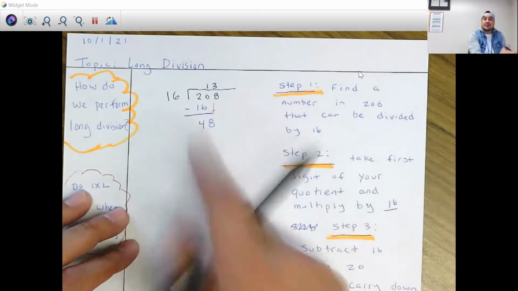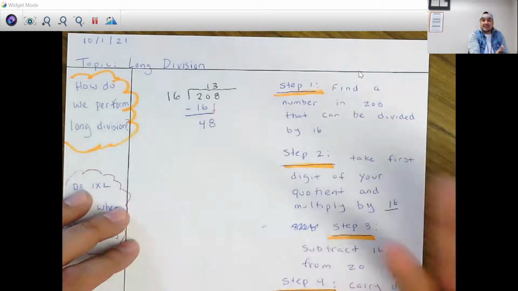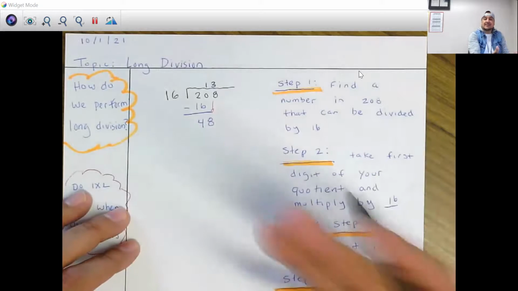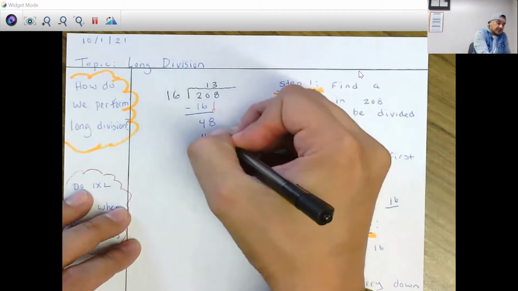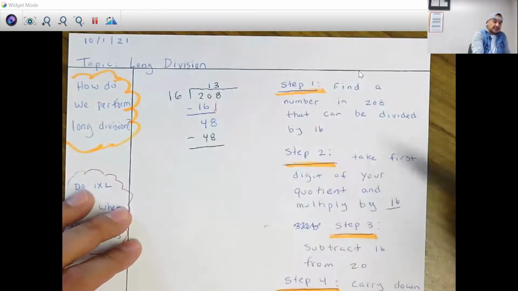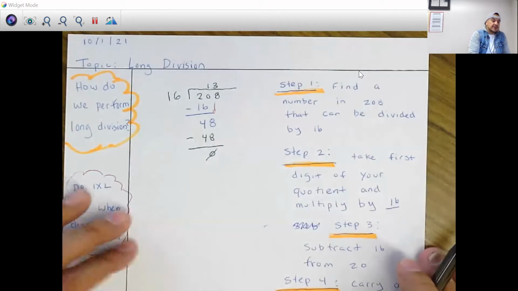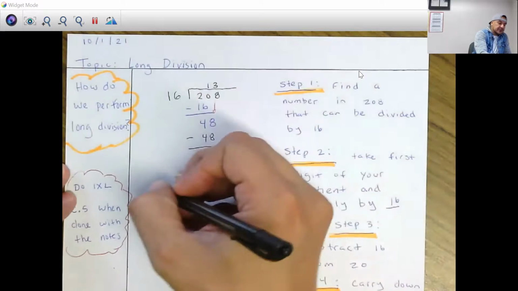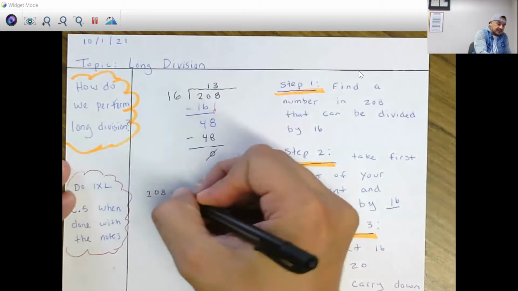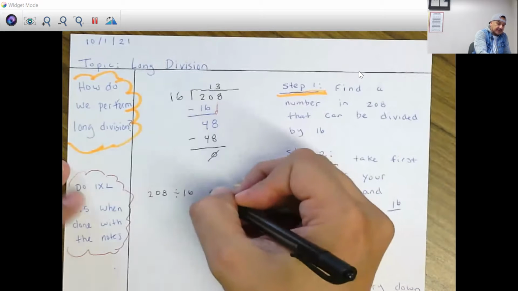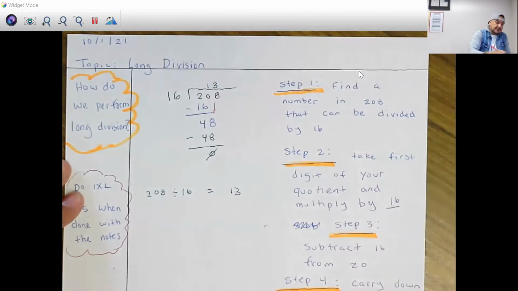So you could do 16 times 2. That would be 32, so that's not enough. So then you could do 16 times 3, and I did that earlier, and 16 times 3 equals 48, okay? So 3 times 16, we already know is 48. We subtract these values, right? So just like step 3, and the remainder is 0. So our quotient or solution, right? 208 divided by 16 equals, all right, 13.